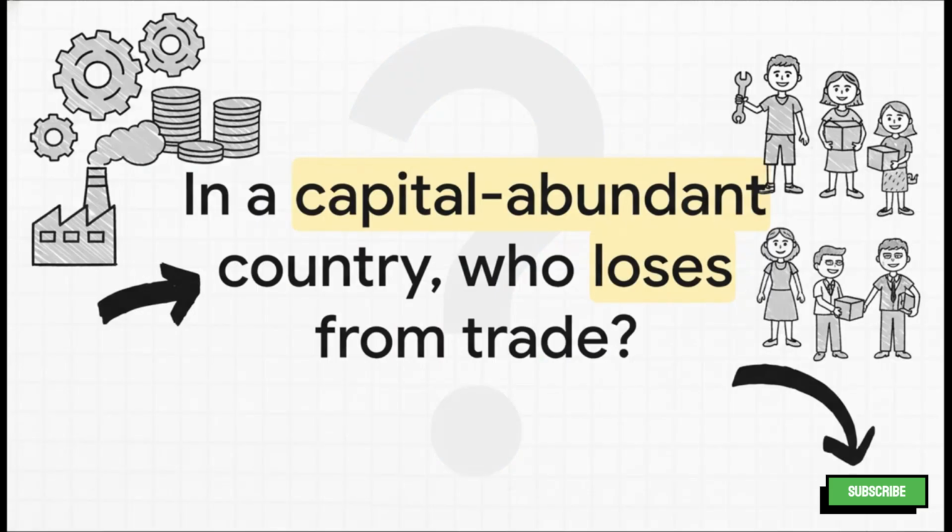All right, last question. In a country with abundant capital, who sees their income go down? Okay, let's remember that Stolper-Samuelson theorem. Trade helps the abundant factor, so in this case, the capital owners, but it hurts the scarce factor. If capital is abundant, then labor must be scarce, so it's the workers who would likely see their real incomes fall. The answer is B.